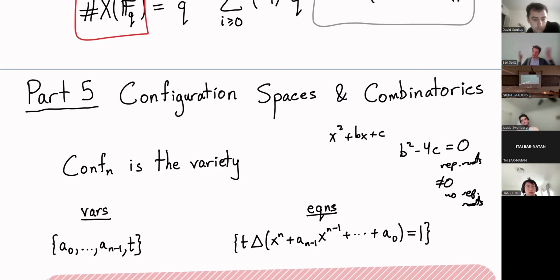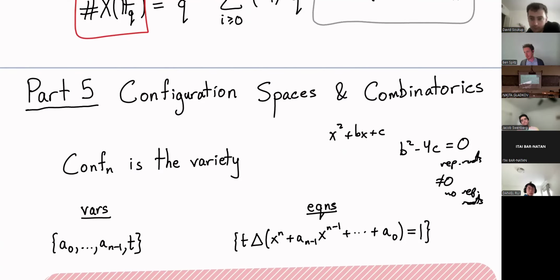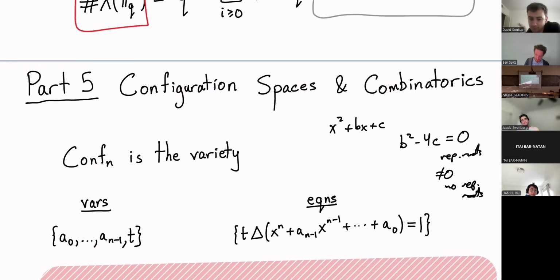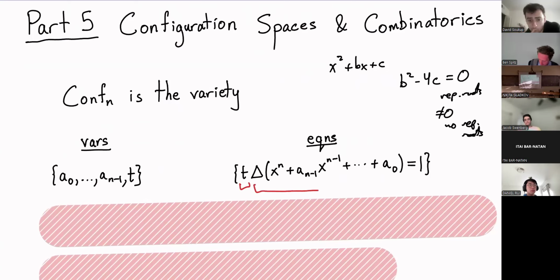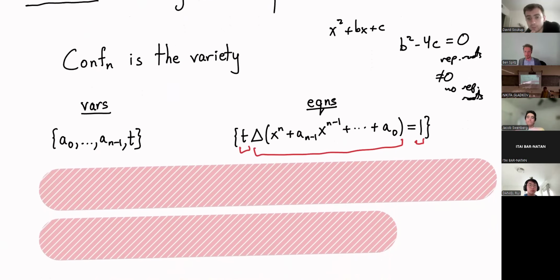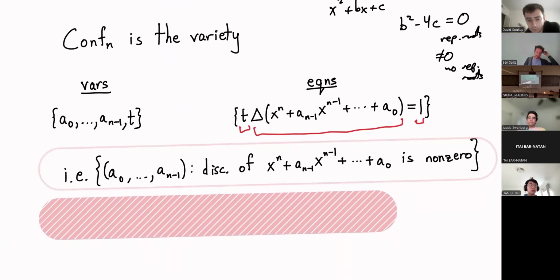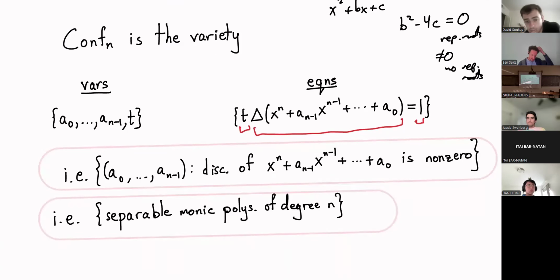And so to look at the space of monic polynomials of degree n with no repeated roots, I just want the space of degree n monic polynomials where the discriminant is not 0. To write that as a polynomial equation, I say that there's something I could multiply the discriminant by to get 1. Okay, so that really is a variety. Here's another way to say that: it's the tuples that are the coefficients of a degree n monic polynomial whose discriminant is not 0. That's the same as the space of separable monic polynomials of degree n. Separable means no repeated roots. Okay.